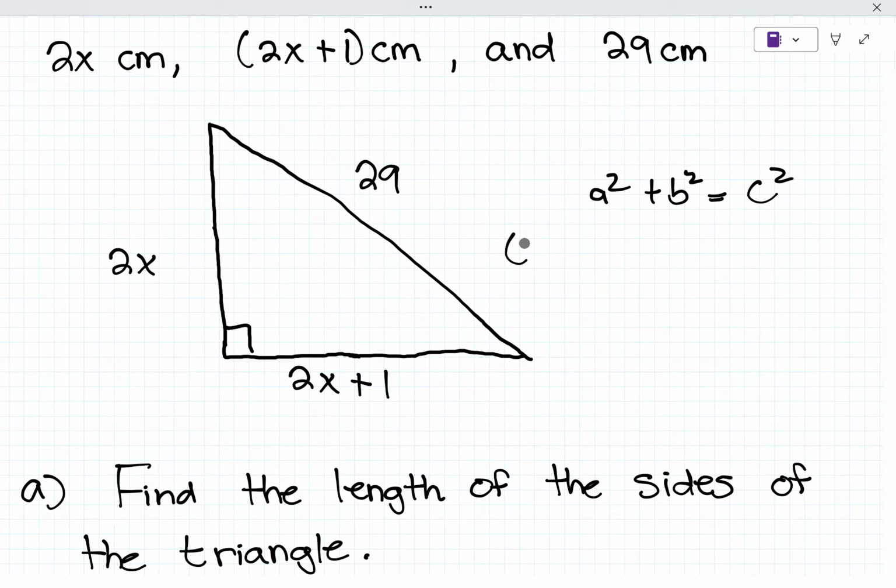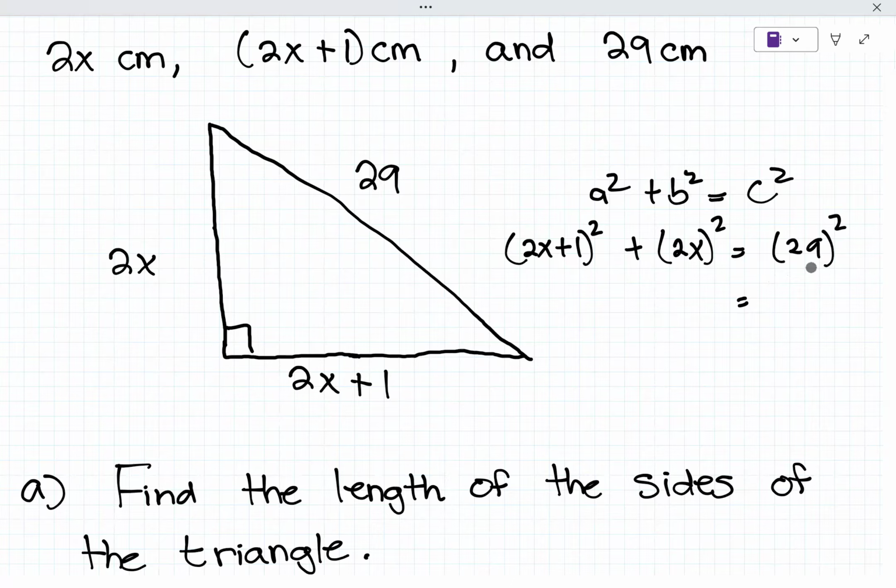So one of my legs is 2x plus 1 squared. And then my other leg is 2x, and then we got to square that. And then my hypotenuse is 29 squared. Okay, so we're going to clean this up, get one side to zero, factor it, and then solve.